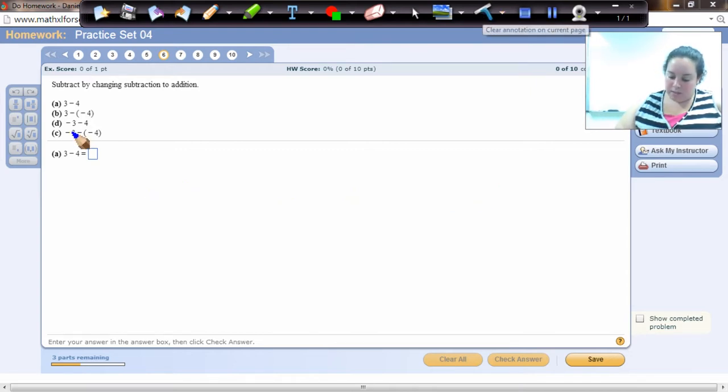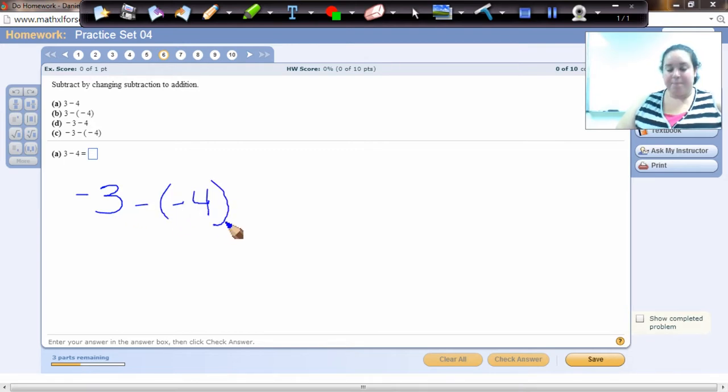All right, let's do D. Okay, well, let's do the fourth one. Looks like it's called C. Negative 3 minus negative 4. Okay, so here again, look, we have two negatives in a row. Even though there's a parentheses right here, it doesn't affect it. There's still two negatives in a row, so they make a plus sign. Two negatives come together to make a plus sign.